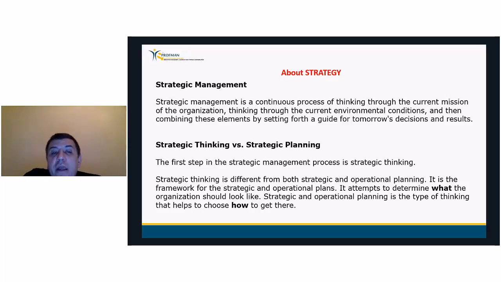So, by thinking strategically, you must figure out what the organization should look like or should do. And by planning strategically, you should figure out how to get there. So keeping the question in mind, what are your strategic issues these days? According to strategic thinking, what do you decide on doing? And according to strategic planning, how do you plan to get there, to get this solution? I want you to think about that.